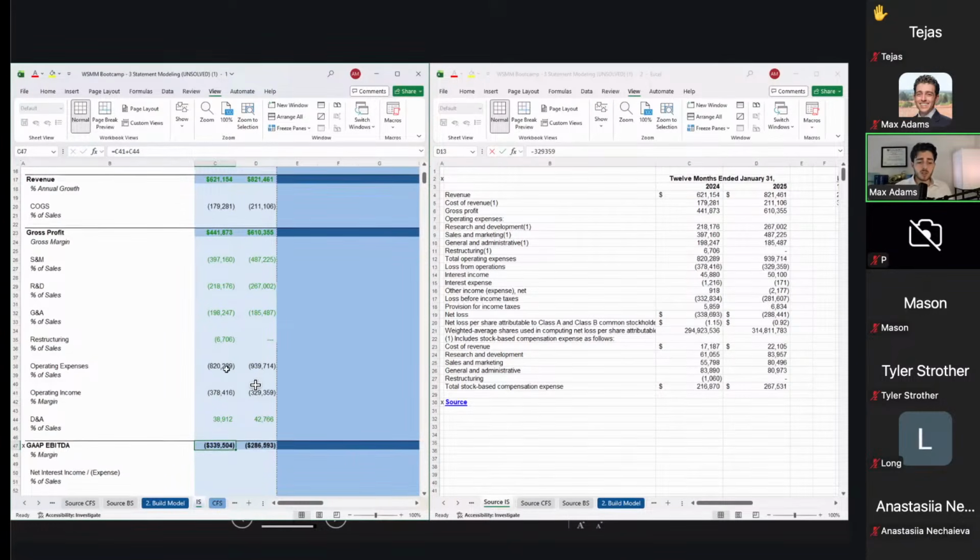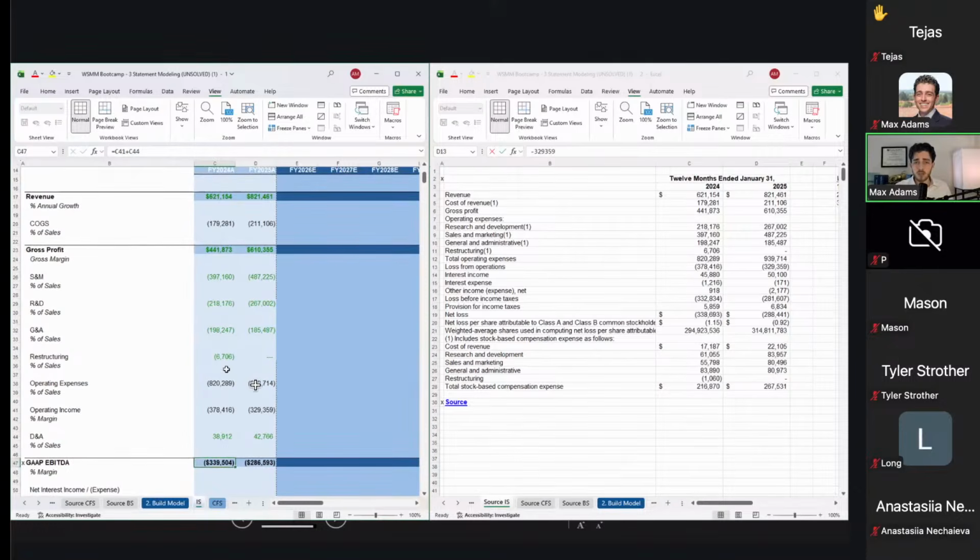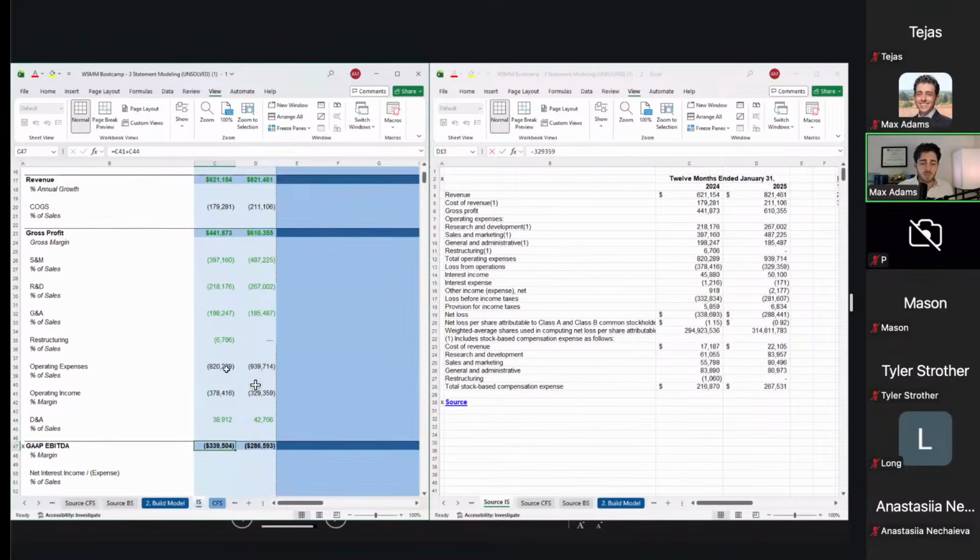So any questions on the top half of the income statement historicals right now? Yeah, JS, go for it. Or maybe you just had your hand raised from earlier, which is totally fine. Okay, great. So let's keep moving then.